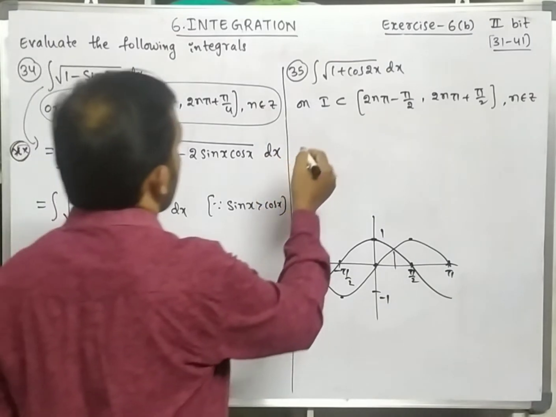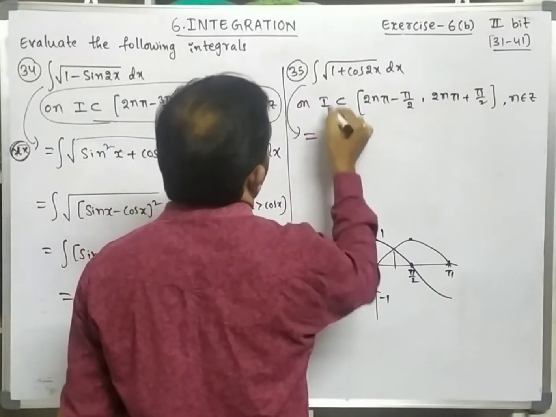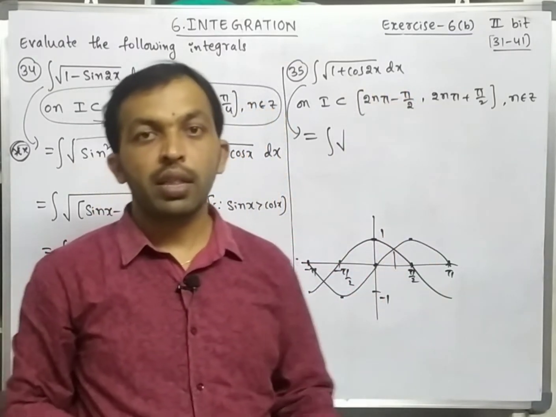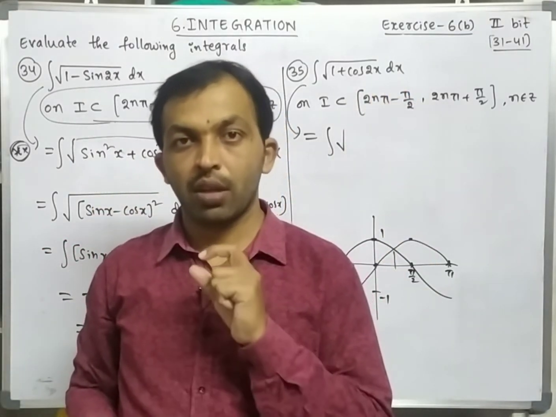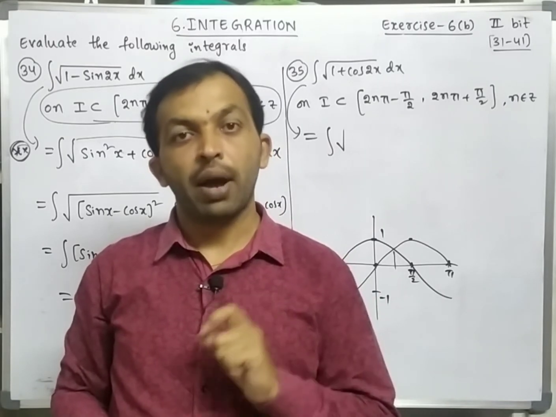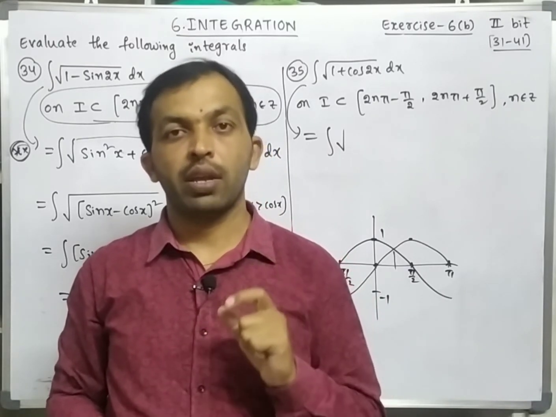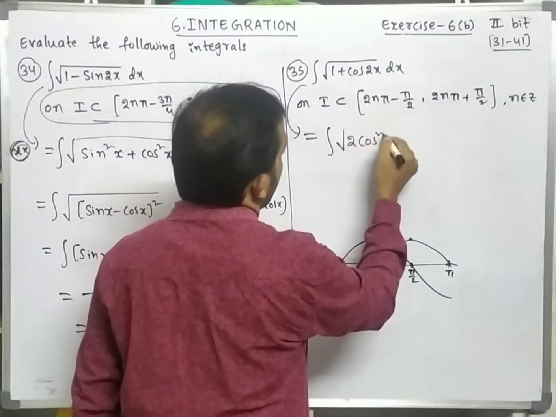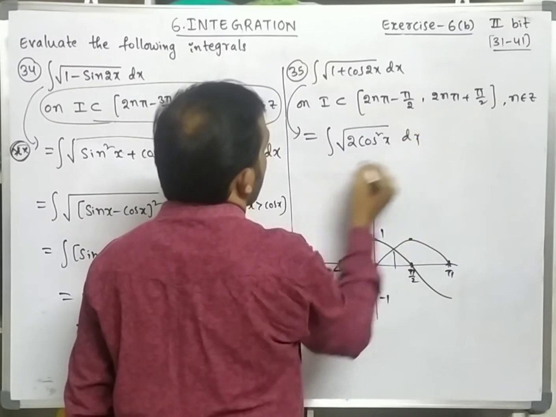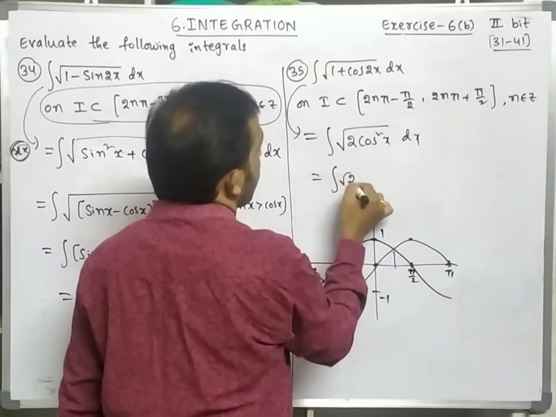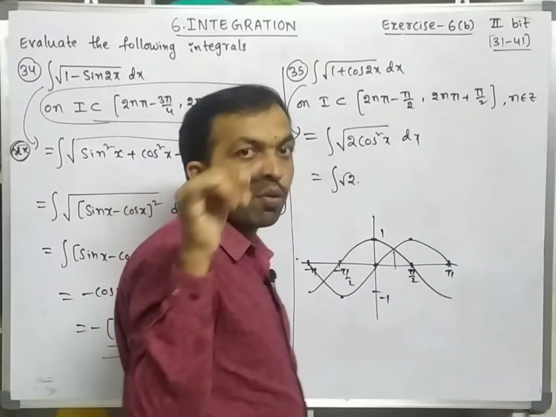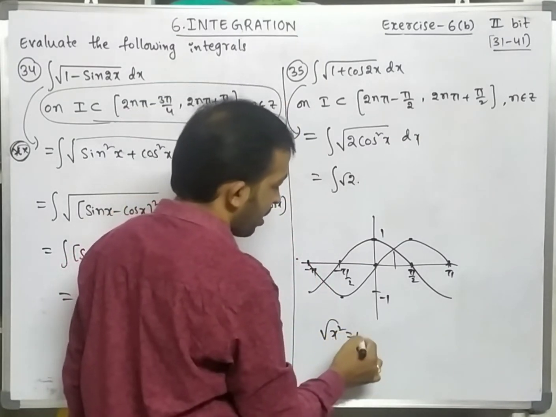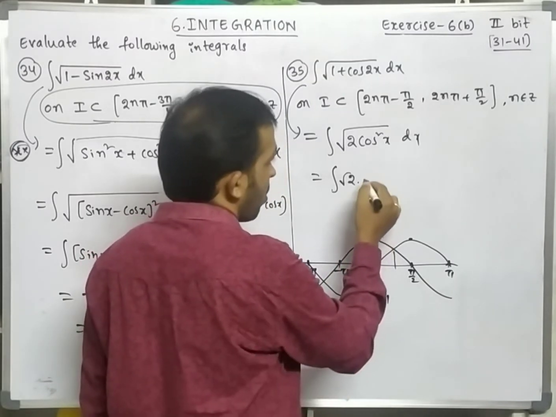Next, in this case also, integration under root. In trigonometry we have the formulas: 1 plus cos 2x is equal to 2 cos square x, and 1 minus cos 2x is equal to 2 sin square x. Here we have 1 plus cos 2x, so we can write it as 2 cos square x into dx. So integration of root 2 into root cos square x, and root x square is mod x, so root cos square x is mod cos x.